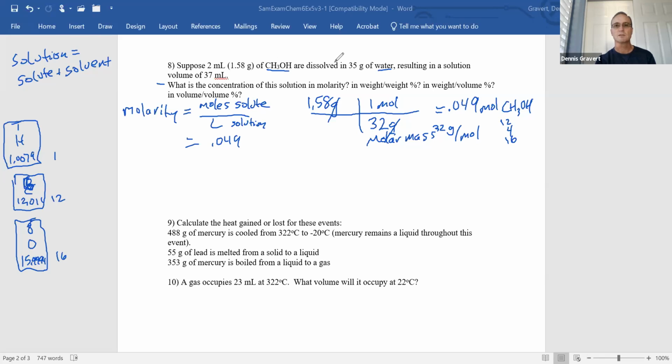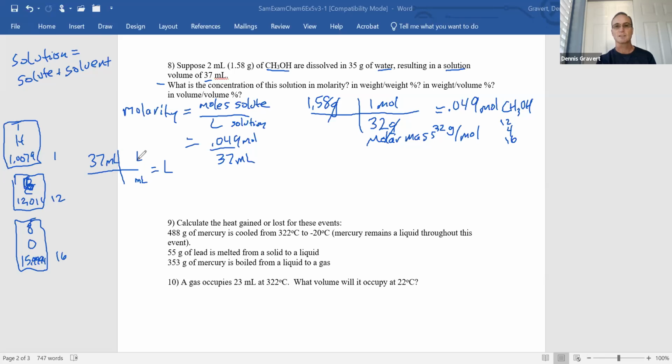Well, I got 2 milliliters. I got 37 milliliters. Ooh, but this one actually says solution volume. Good. Divide by 37 milliliters. Whoops, I need liters. So over here off the side, 37 milliliters. I need to change it to liters.